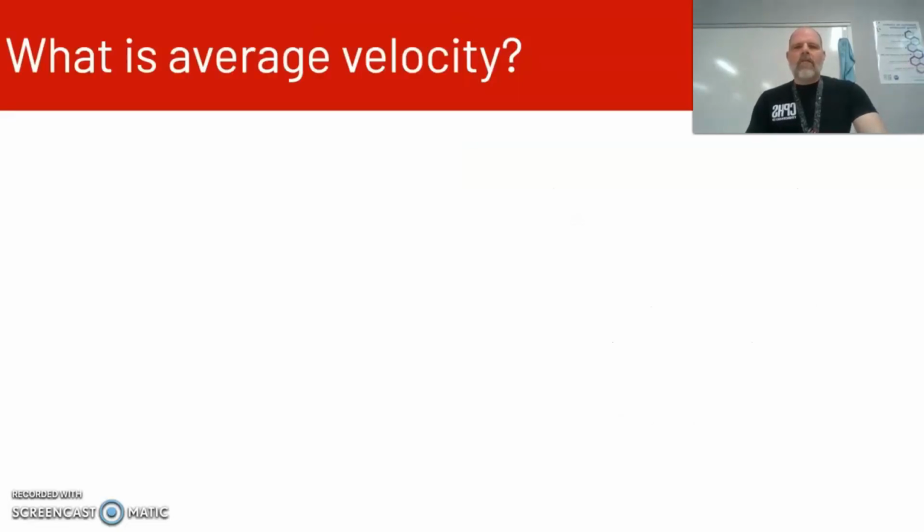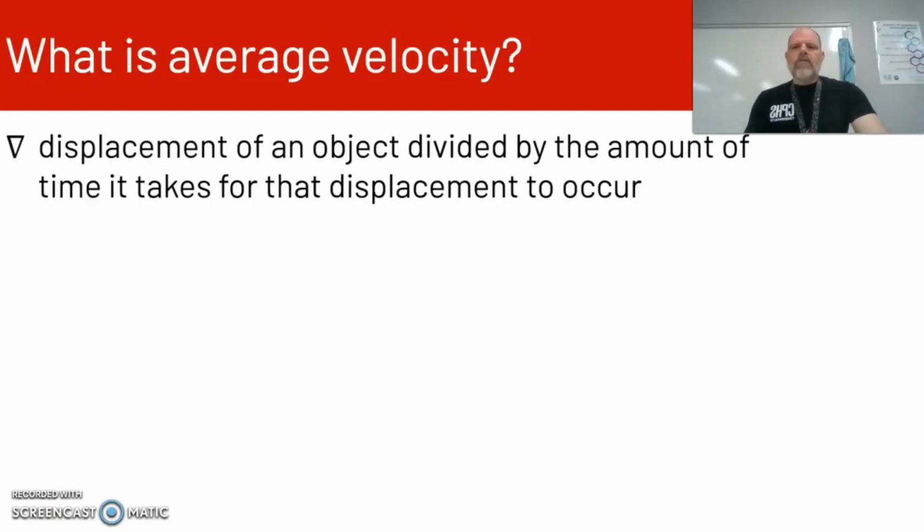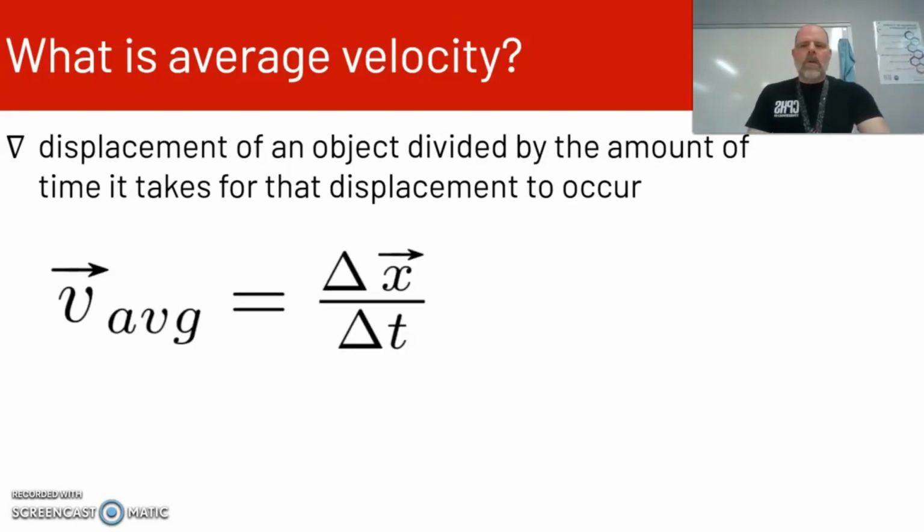So what is average velocity? Average velocity we can think of as a displacement of an object divided by the amount of time it takes for that displacement to occur. So the equation for average velocity is v average equals delta x over delta t. Velocity is a vector, so it has the little arrow over the v, and displacement is a vector as well, so the delta x has a little arrow over it as well.